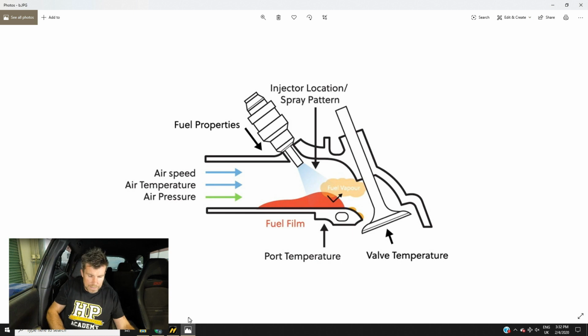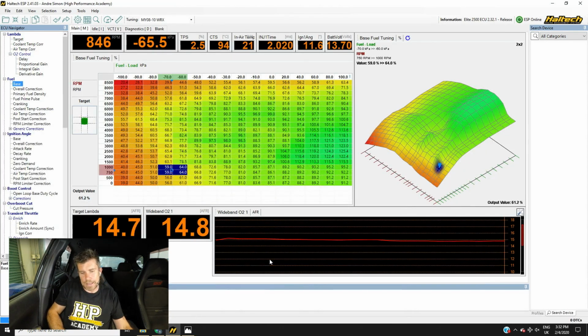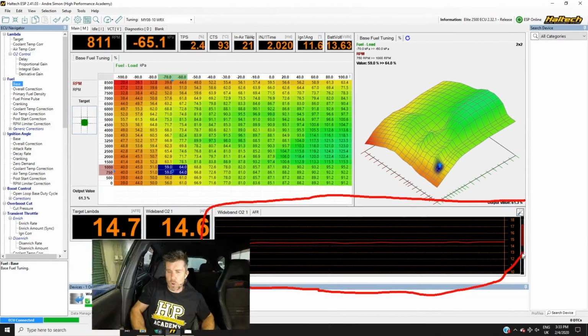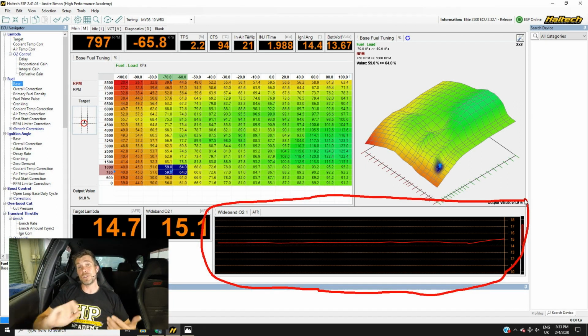What we'll do now is head across to our Elite ECU and have a quick look at a couple of aspects first. For the purposes of this demonstration, I've added a little time graph here, and I find this is quite a nice easy way to visualize what's going on when we are tuning our transient enrichment. This is just logging our wideband air fuel ratio over time.